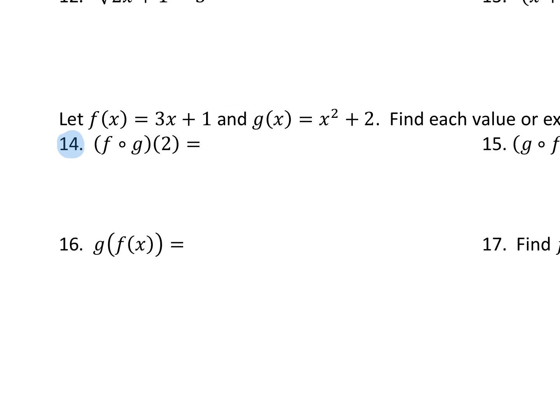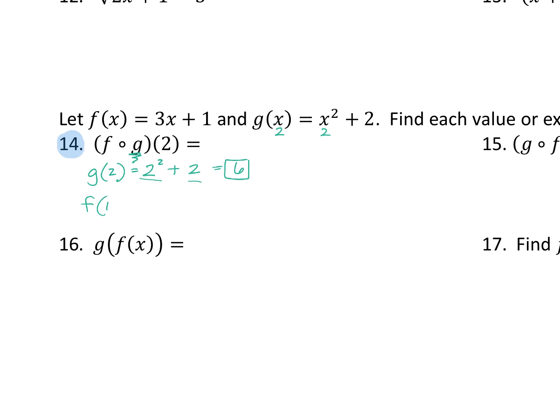G, right? You start with the inside one. So you're going to do G of 2 first. Okay? G of 2 is just drop a 2 in. So that's going to be 2 squared plus 2. So G of 2 is 4 plus 2 or 6. Okay, we want f of 6 then.